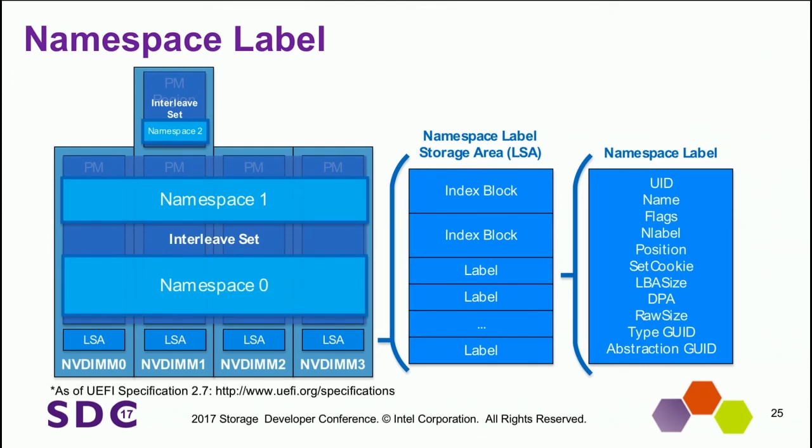So using the NFIT, we can discover and enumerate the physical NVDIMMs and the logical persistent memory regions. Using DSMs or direct communication with the firmware, we can communicate with the DIMM and make it do stuff. And with namespaces, we can now surface persistent memory to applications and user space.